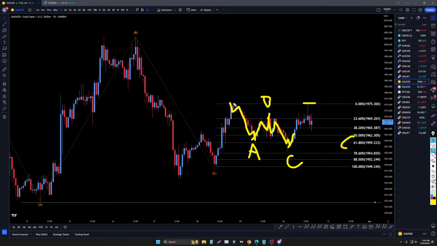It did make a double top right here, but that's probably just because there were so many pending orders sitting right there. It's going to end another correction and just keep on going up. When you have the end of a correction, if it really is the end of a correction, then it will keep going up.